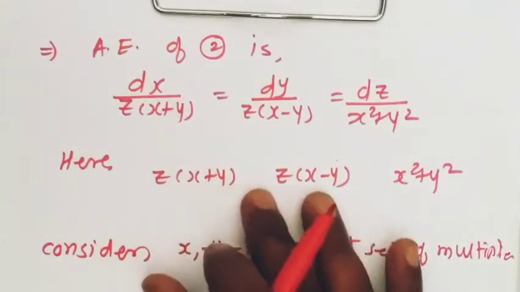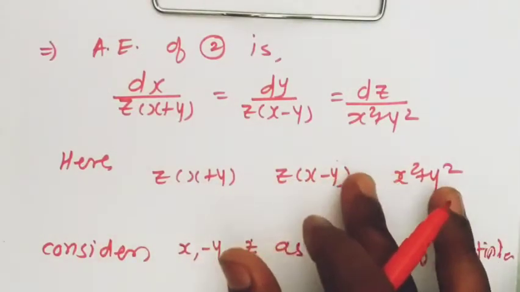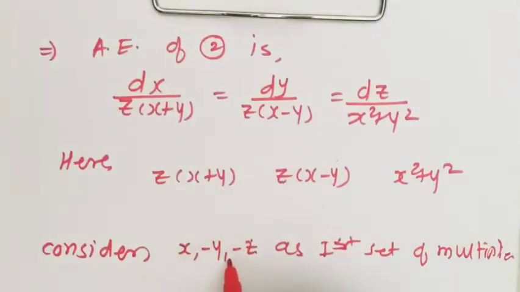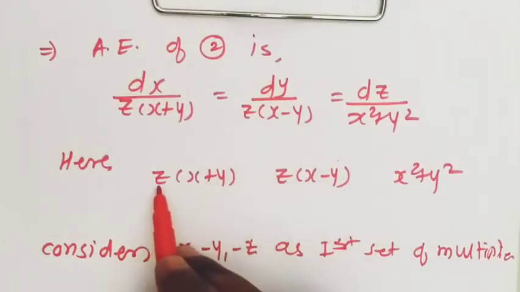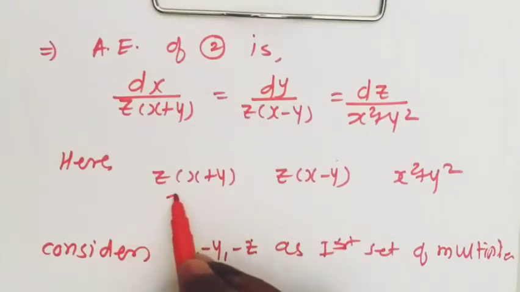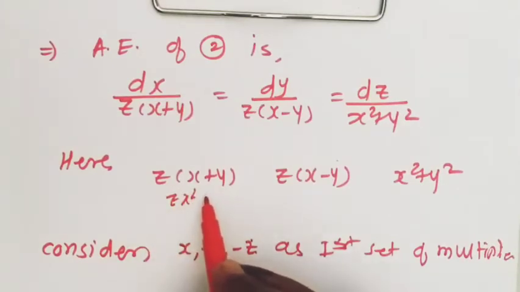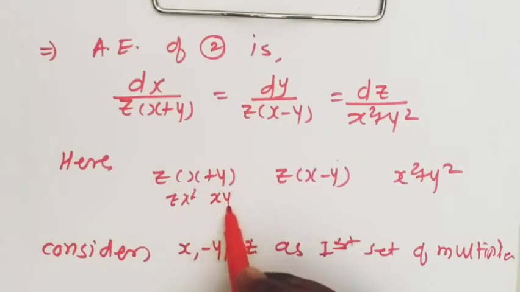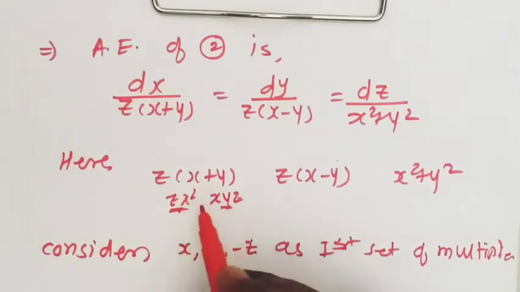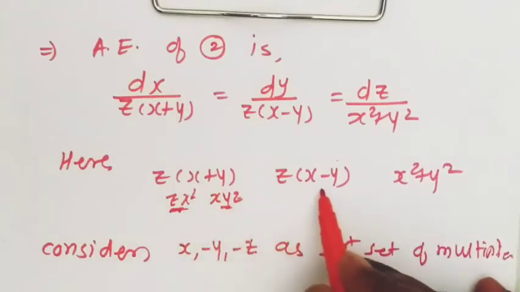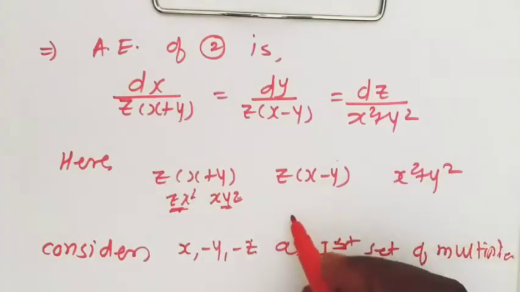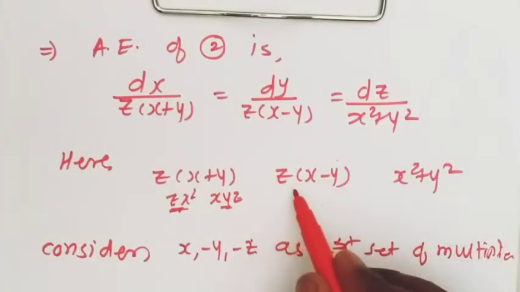Now we need to check after multiplying by which factors we will get 0. So here I have written the first set of multipliers: x, minus y, minus z. If you multiply by x, what you will get? z x square, then xyz. Now whatever terms you are getting after multiplying by x, the negative of the same terms must appear in the next set. So if you multiply by minus y here, we will get minus xyz.